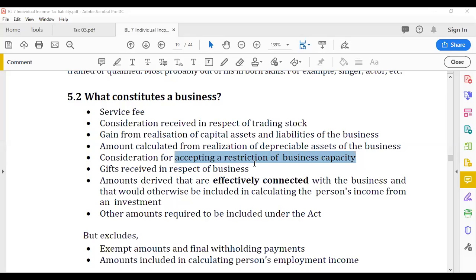And for that, you are accepting from him a certain amount, say 5 million, right? You are getting 5 million to not do the business. For what? You are getting 5 million for not opening a business in Kandy. So you are accepting a restriction of the business capacity. So this 5 million is also considered as business income. Any gift, if you are getting any gift from other people for your business, that also should be treated as income.